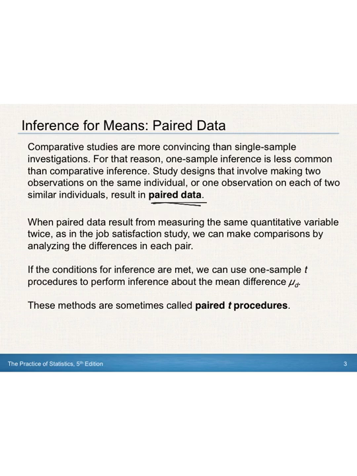You might look at comparing someone before they have done a specific exercise regime and after, keeping all sorts of things consistent, which is very difficult, but that would be paired. When paired data results from measuring the same quantitative variable twice, we can make comparisons with those differences. And of course, we have to meet our conditions, and if it has to do with means, then we'd use a one sample t procedure. If it had to do with proportions, we'd use a one sample z procedure. But we can call them paired if it comes from paired data.